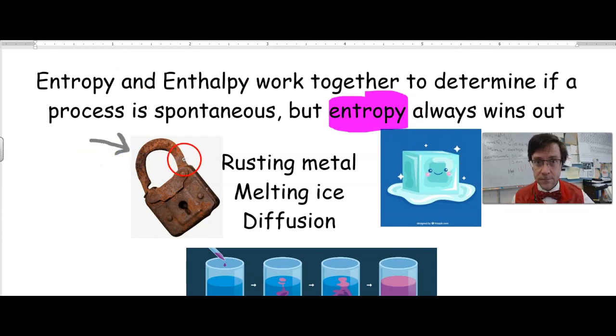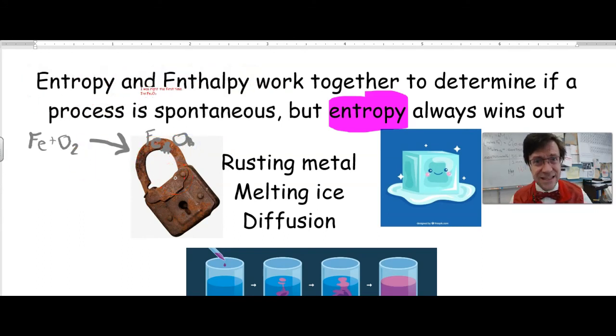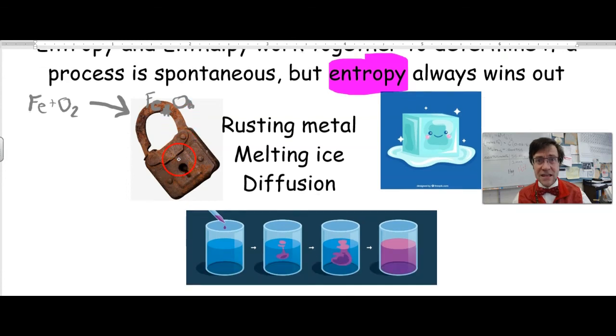Rusting metal, right? This is going from iron and oxygen. You see how it's two different elements? And over here, let's go Fe2O3. It's going to make rust. Actually, I think that might be FeO. I don't know. It's rust. They're combined. You guys get what I'm saying? So that is more entropy. That's why rusting just happens all by itself, because you're increasing the entropy.